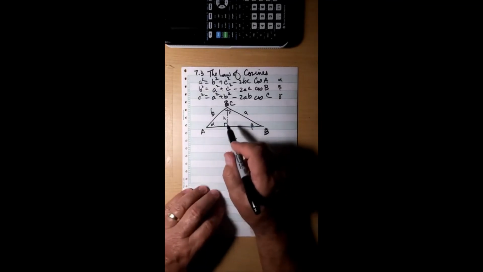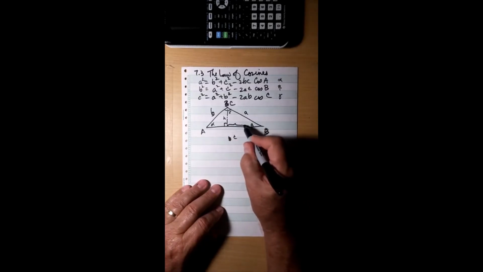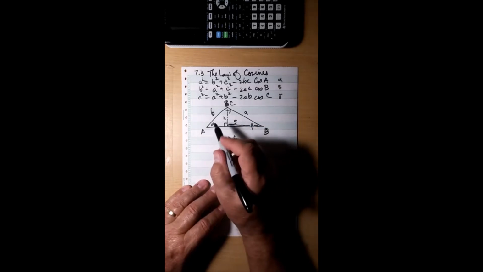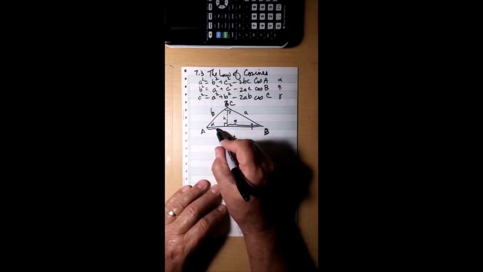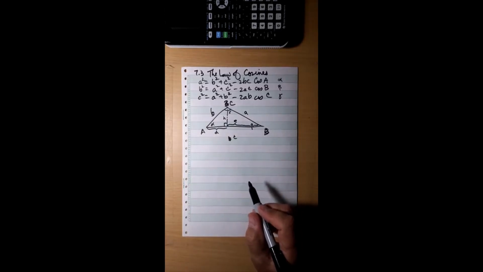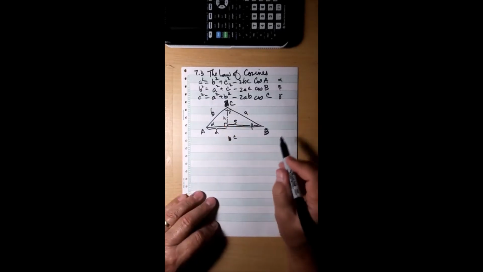Okay, now we need these parts. This part here is going to be E, and this part here is going to be D, just so we got everything labeled. Okay, remember this is now C and this is now B.